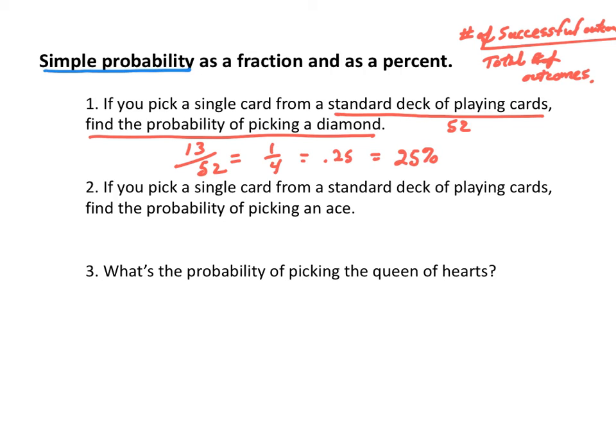If you pick a single card from a standard deck of playing cards, find the probability of picking an ace. Okay, so there's 4 possible successful outcomes. That would be because there's 4 aces. There's a total of 52 cards to pick from, so that's 4 out of 52. If you reduce that down, that would be 1 out of 13. And if you divide that, 1 divided by 13 is 0.077, let's say. So as a percent, that would be 7.7%.